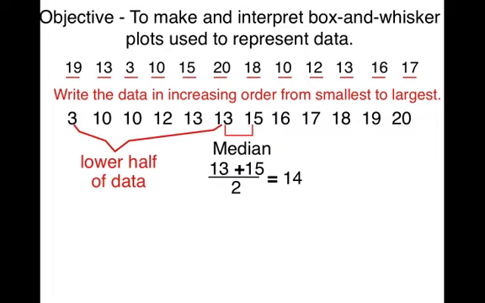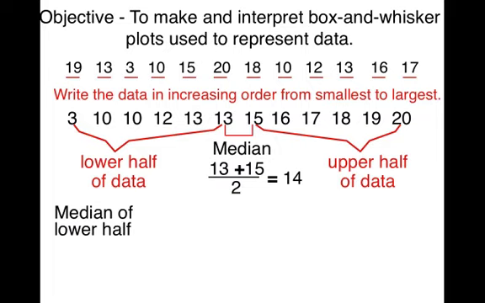And that's our lower half of the data. So now we have 3, 10, 10, 12, 13, 13. That's our lower half. And we'll have our upper half, which would be 15, 16, 17, 18, 19, 20. Okay. Now we need to find the median of the lower half. So basically we're cutting things in half. So we cut everything in half first time, and then we're going to cut the two halves in half, which gives us quarters. So our median of the lower half is our lower quartile.